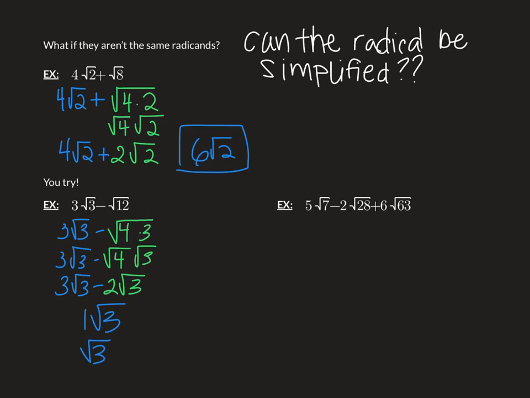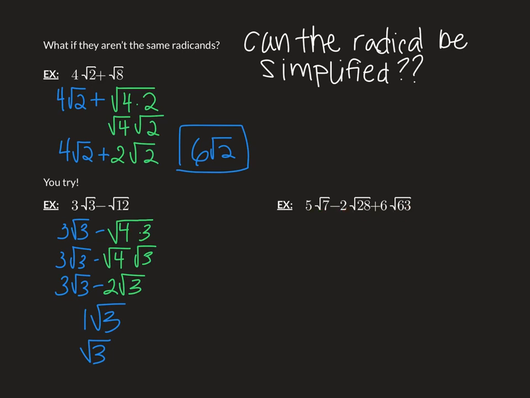Okay. Did you get a chance to try this really fun one? I like this one. I think it's good. But it is a little messy. So let's start. I can see here that root 7 can't simplify. 7 and 1 are the only factors of 7. But 28 and 63 both simplify. So let's look at what those look like.